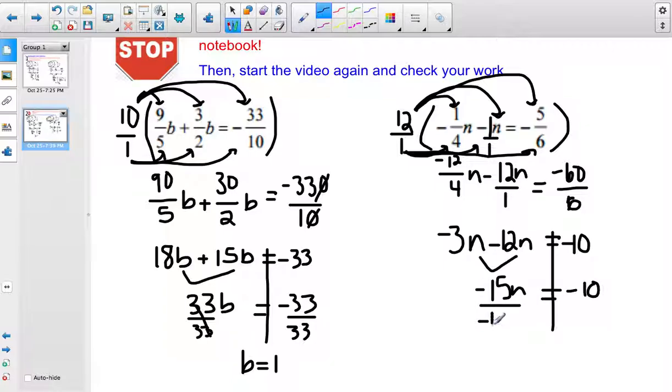We'll then divide by negative 15. Cancel it out. A negative divided by a negative is going to be a positive. And we can divide each of these to reduce. And so we can divide by the common factor of 5. 10 divided by 5, that will give us a 2. And 15 divided by 5 will give us 3. So our final answer is 2/3.